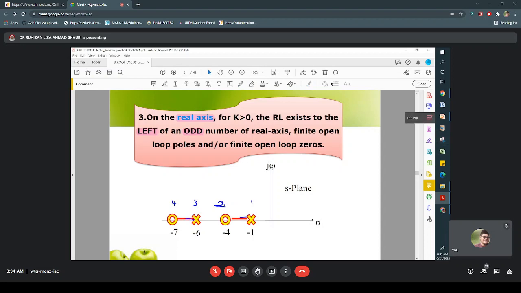Do you understand what I mean? Yeah? So it means that for the even number of either the poles or zeros on the real axis, it should have the locus on the opposite side, which is the right side. So that is what happened here. Even number is the other way around, on its right side. So that is why you know already now: the locus exists between them.